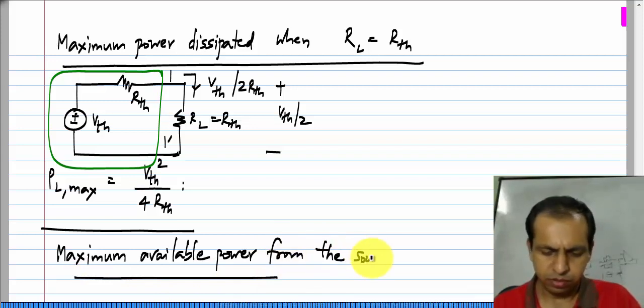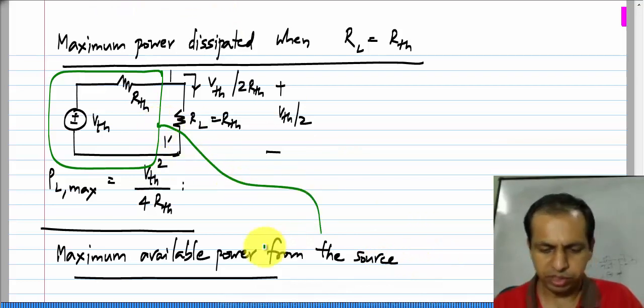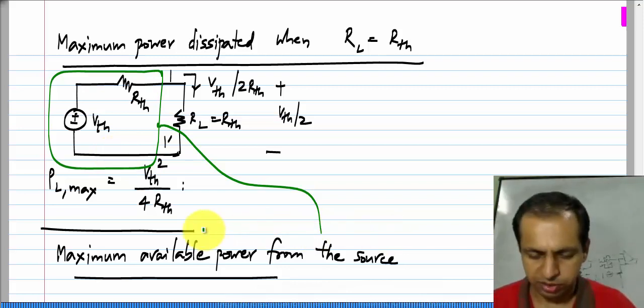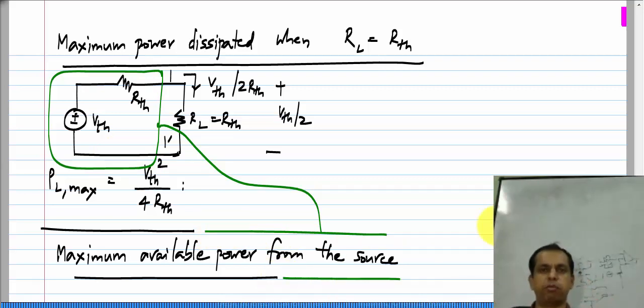from the source. By source, I mean this part, the combination of VTH and RTH, which could be by itself like that. That is, you could have a voltage source in series with a resistance, or it could be a representation of a very complicated circuit. We know that any complicated circuit can be represented in this form, a voltage source in series with a resistance. So, whatever it is, the maximum available power from the source is this much. That is, if you do all you can to maximize the amount of power drawn from the source, this is what you will be able to draw.